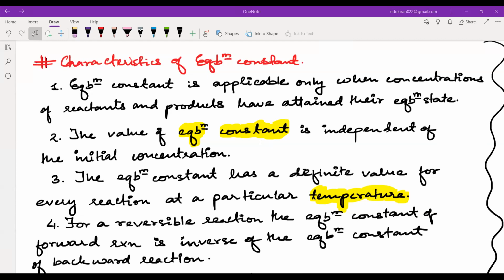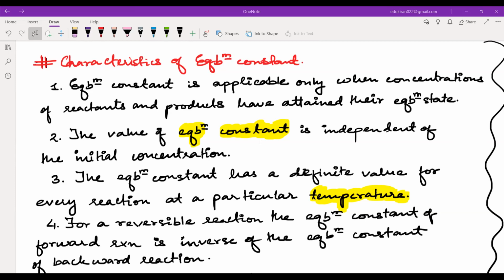We have learned about this when we compared QC and KC. We also know the equilibrium constant is independent of initial concentration because it is a ratio, so it is going to be constant. Then the equilibrium constant has a definite value for every reaction at a particular temperature, because if you change the temperature, then Kp and Kc will all depend on the temperature. And for a reversible reaction, the equilibrium constant of the forward reaction is the inverse of the backward reaction.